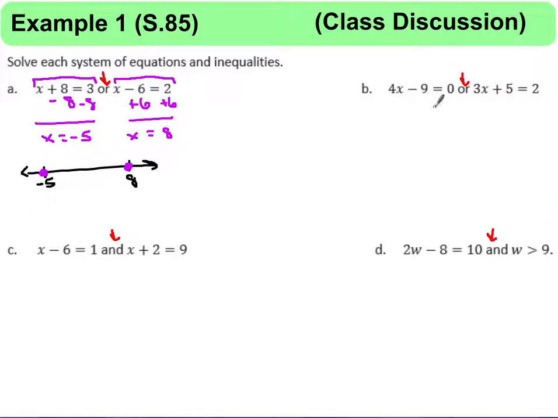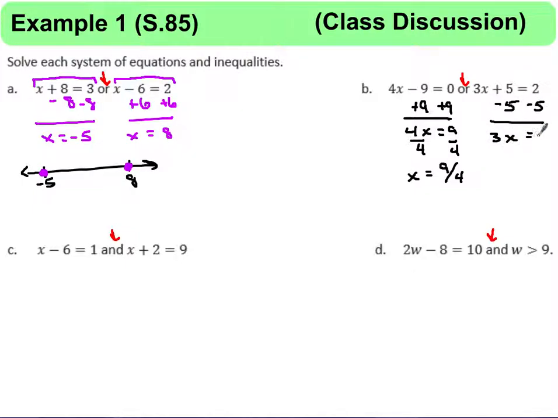If I came over to part B and did the same thing, we note that what's going on is a two-step equation. So I would start by adding 9 to both sides, so I get 4x is equal to 9. Divide by 4 on both sides, and x will equal 9 divided by 4. If I look at the other part, I would subtract 5 on both sides, so I get 3x is equal to negative 3. And if I divide by 3 on both sides, x will equal negative 1.